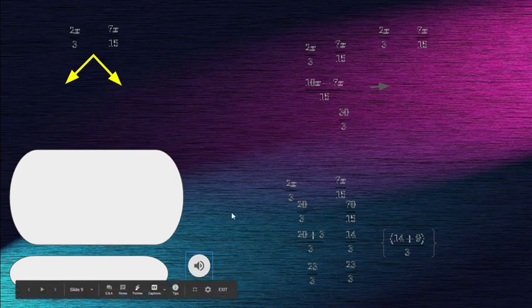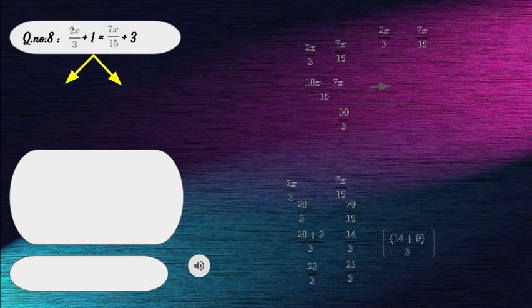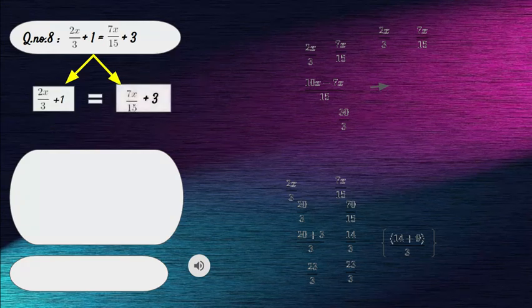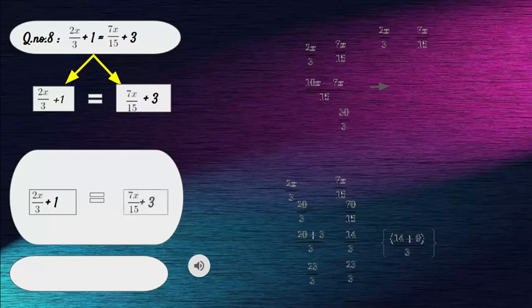Now we can solve question number 8. 2x upon 3 plus 1 is equal to 7x upon 15 plus 3. Left side 2x upon 3 plus 1 and right side 7x upon 15 plus 3. Here also both the sides we can see variables and constant, isn't it? So fractions are given. So do properly, listen carefully and solve.